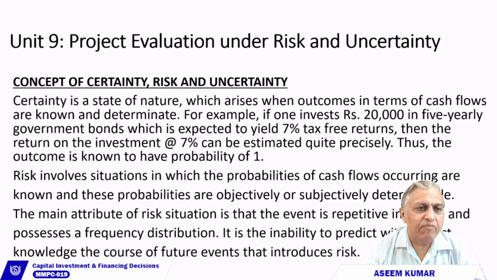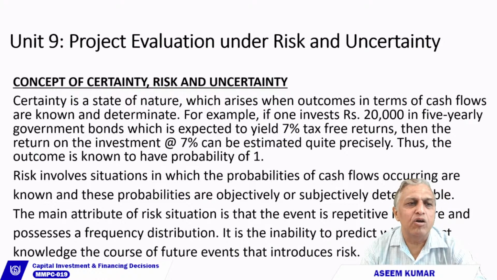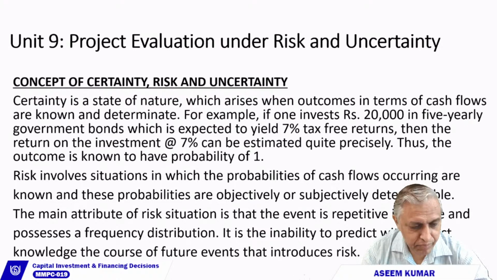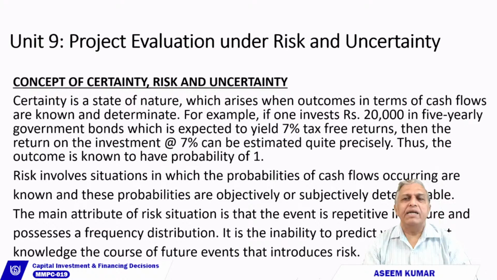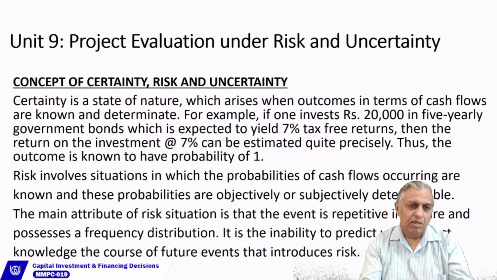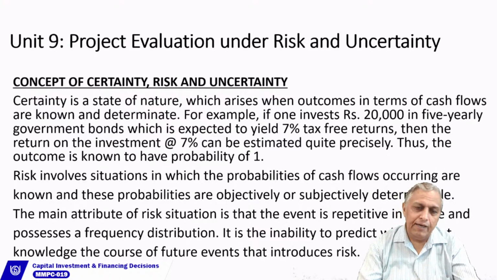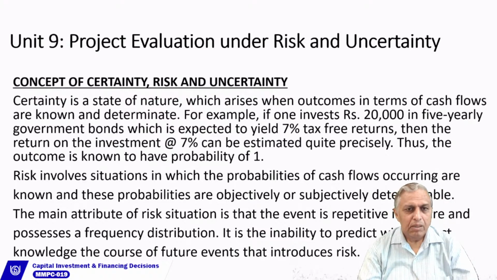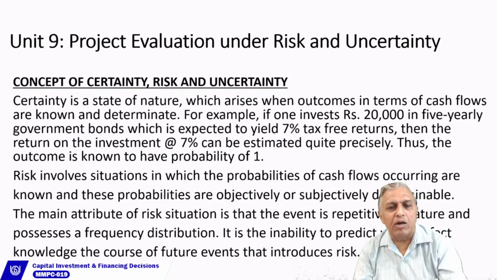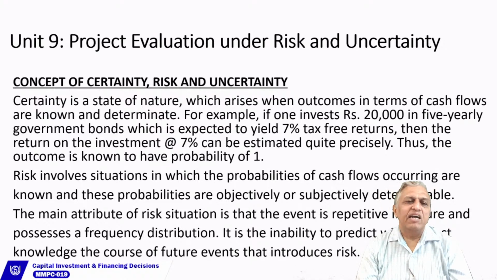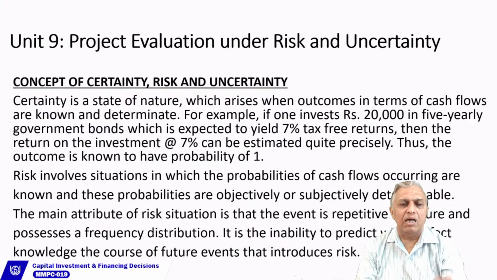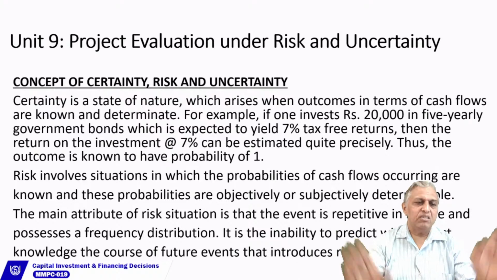Friends, with that, we have completed unit number 8 and now we are moving on to unit number 9, project evaluation under risk and uncertainty. Concept of certainty, risk and uncertainty. Let us look afresh. What is certainty? It can happen. If it is a risk, it may not happen. Uncertainty, it is not likely to happen. So there are three stages.